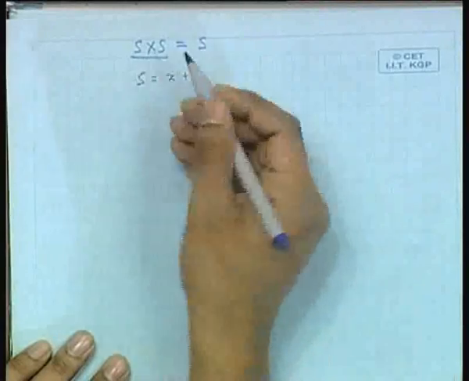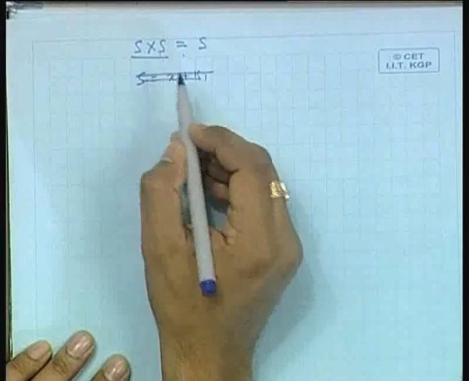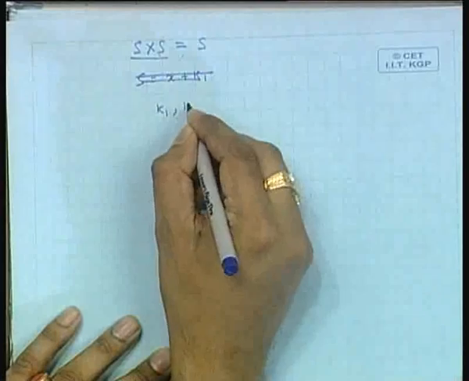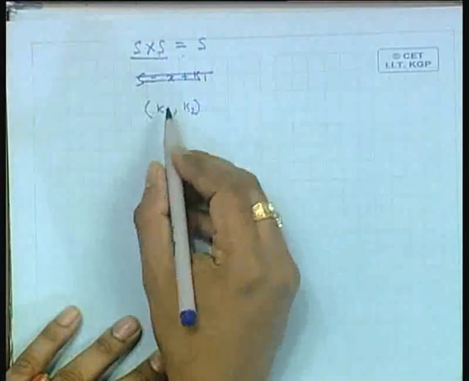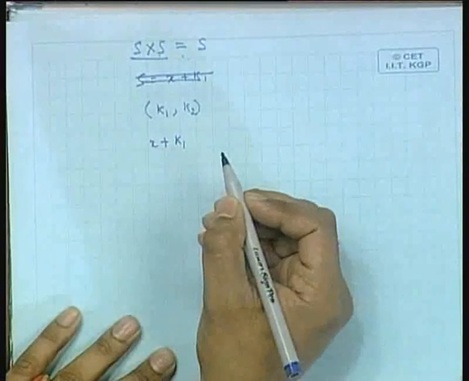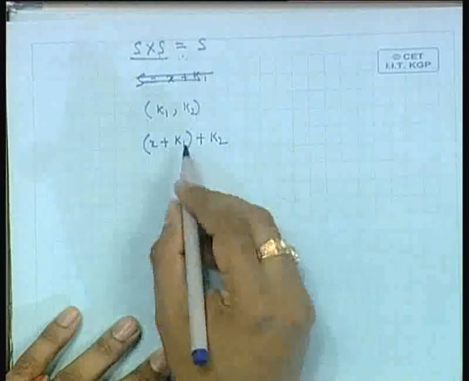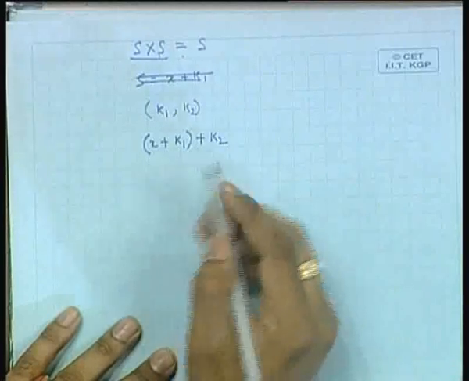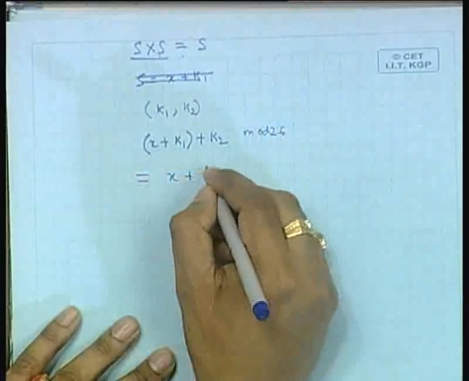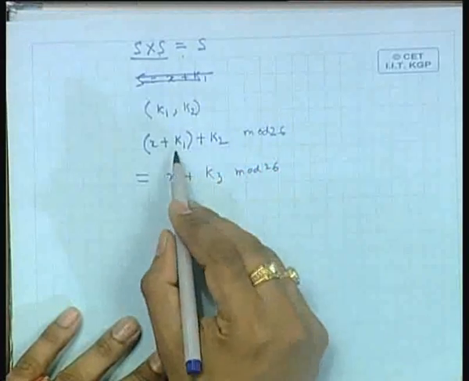So if you imagine that in the first phase you have the function where you choose the key as k1, and in the second case you choose the key as k2. On the first application of s, I would have computed x plus k1, and in the second application of s, I would have computed with k2. So therefore I would have obtained x plus k1 plus k2. Since I am doing a mod 26, I can always represent that as x plus some k3 mod 26, where k3 is nothing but the summation of k1 and k2.